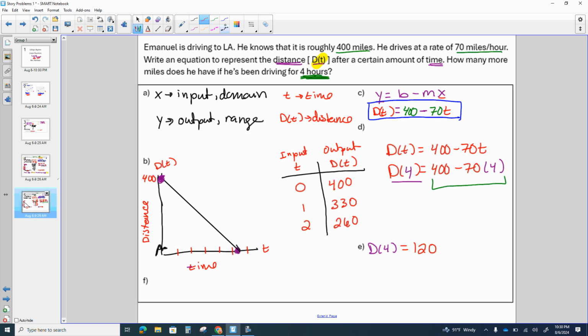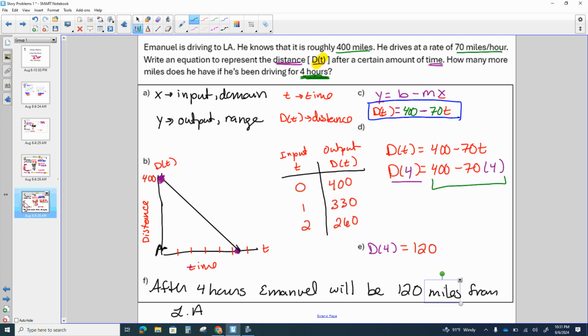F is our story problem, so I need to actually go back up here and kind of refresh my mind. Emmanuel, he's driving to LA, he starts at 400, I'm subtracting 70 miles every time, and it's been about 4 hours. So I want to say after, and again, everyone might be a little different on the story problems, how you start it. After 4 hours, Emmanuel will be 120. d represented distance, so he'll be 120 miles from LA.